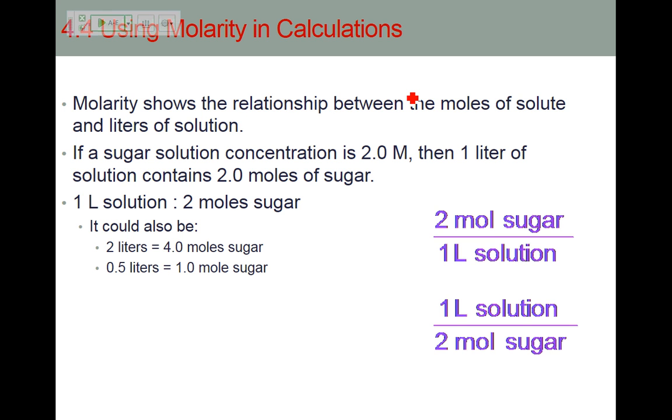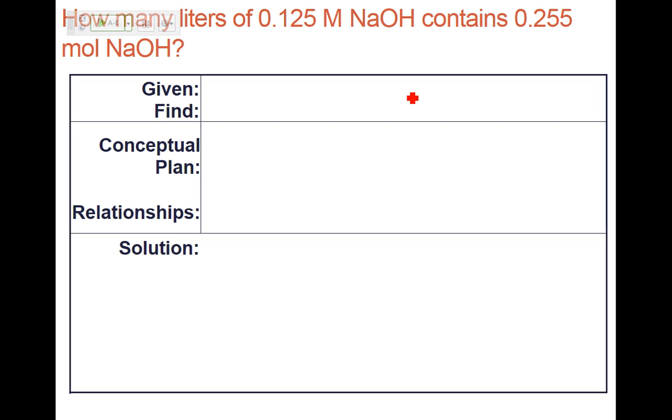So let's say we have 2 liters, that means we have 4 moles of sugar. If we only have half a liter, then that means we have only 1 mole of sugar. So we have that relationship, and we can use that. Eventually we're going to work our way to using that in reactions, so we're going to start slow.